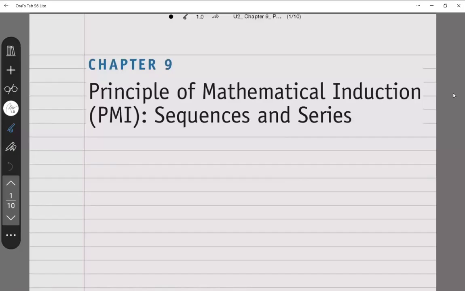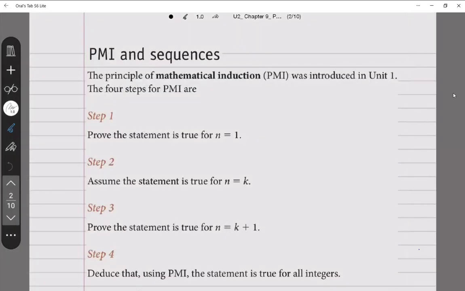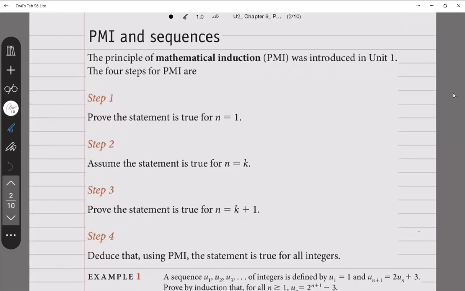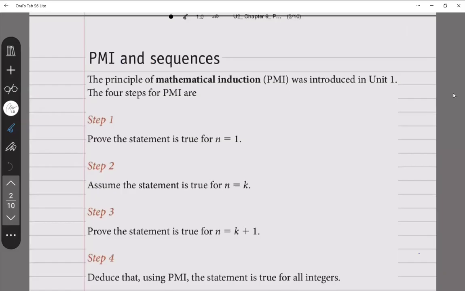All right, so next we're moving on to chapter 9, and we're looking at principles of mathematical induction, PMI, sequences, and series. PMI and sequence.